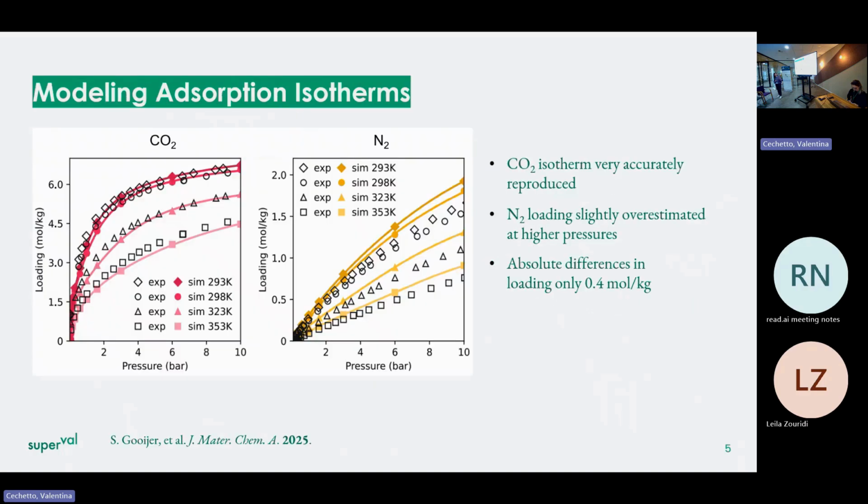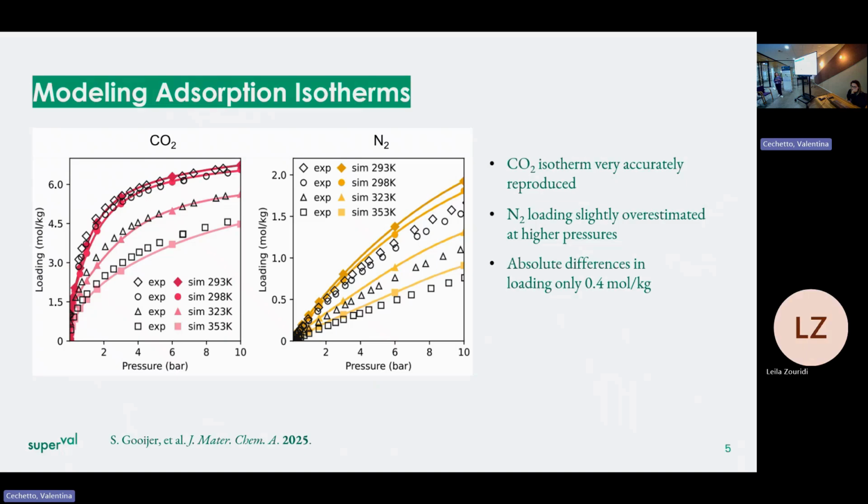Now going back first to pure absorption, we've modeled the absorption isotherms with the Monte Carlo simulations. On the left, these are for CO2 and on the right for nitrogen at 4 different temperatures. So the colored lines are simulations, and then we have the experiments there as well. And as you can see, the CO2 isotherms are very accurately reproduced. And for nitrogen, they're also very close.